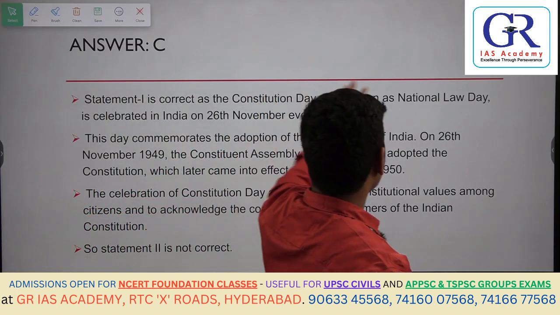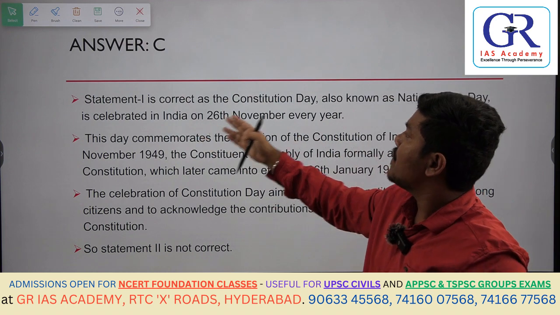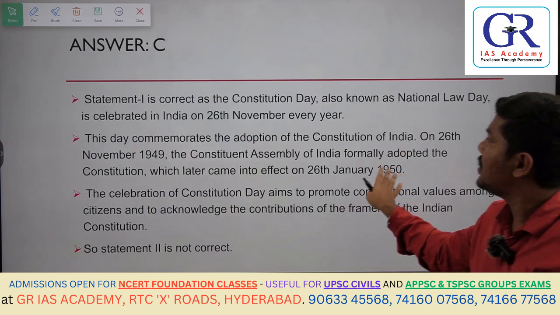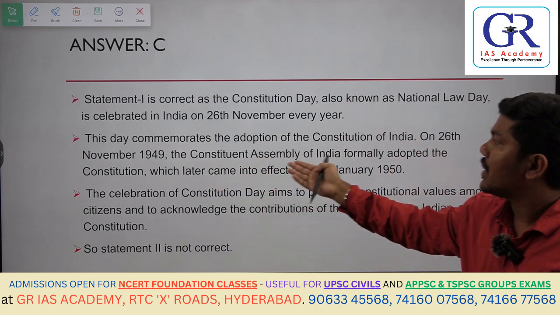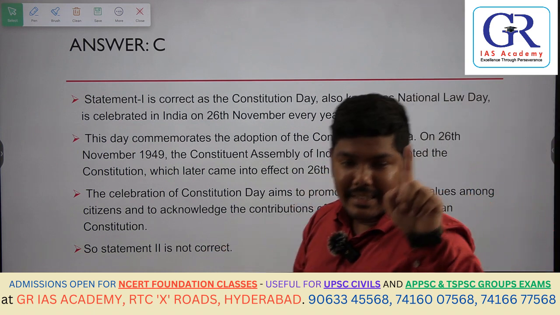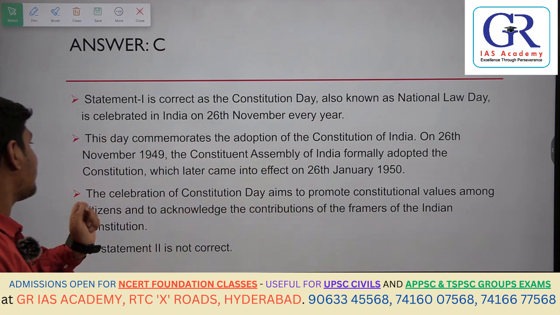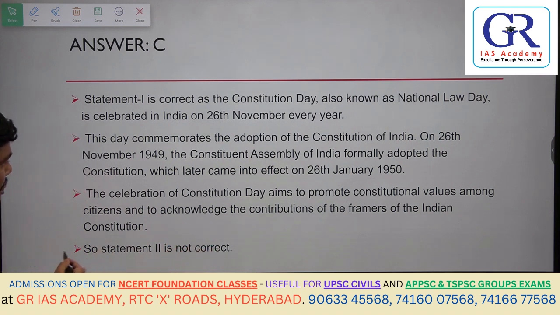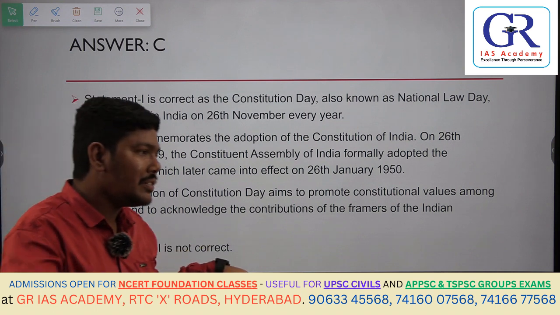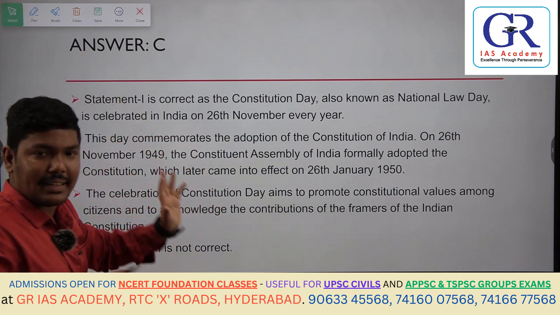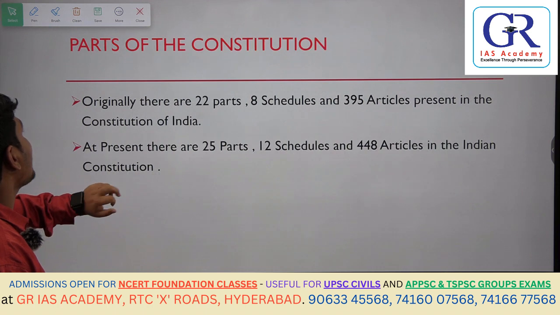Correct. So the same thing we have written here. Statement 1 is correct because Constitution Day, also known as National Law Day, is celebrated every year on 26th November. And number 2, this day commemorates the adoption of the Constitution of India. On 26th November 1949, the Constituent Assembly formally adopted the Constitution, which later came into effect on 26th January 1950. Perfect. The celebration of Constitution Day aims to honour the contributions of the framers of the Indian Constitution. So statement 2 is not correct. Why? Because on this date it was adopted. Yes, correct. It's making sense, right? Yes, clear, right?